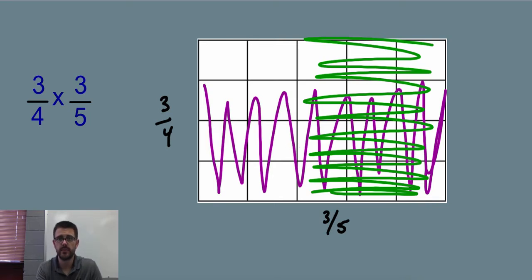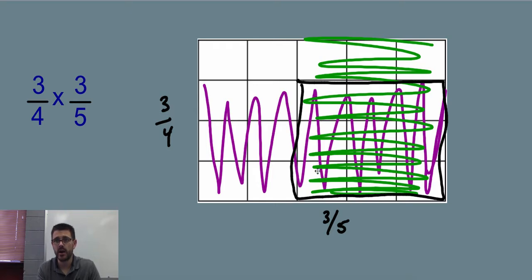When I'm done, now I go back and I focus on the overlap. Where do I see both colors shaded in? Well, in this case, there are 9 boxes that got shaded in twice. All together, if I count all of my boxes, I've got 5 and 5 and 5 and 5. That gives me a total of 20. 3/4 times 3/5 is equal to 9/20.